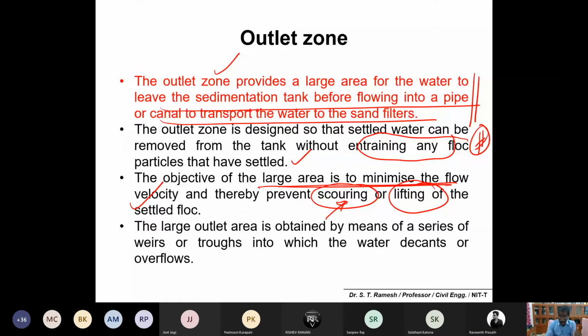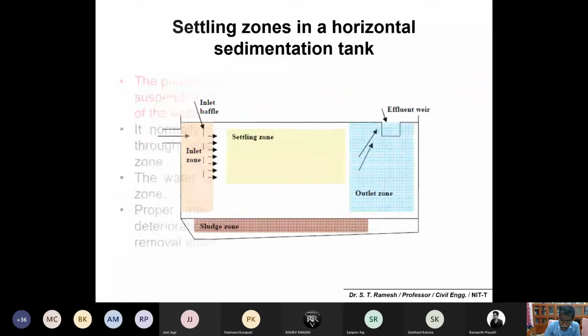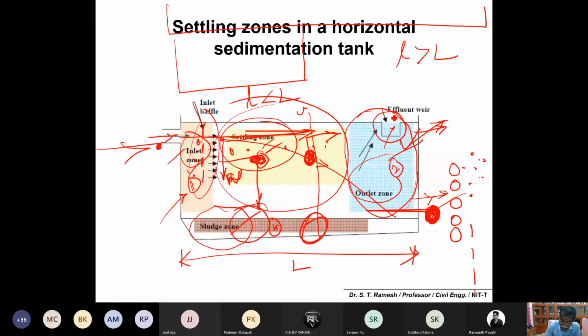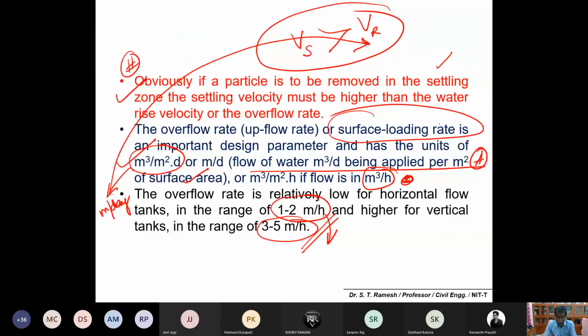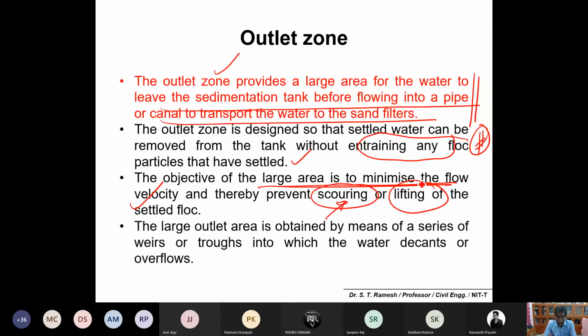It's very simple. Imagine now, if your outlet tank or outlet weir is not designed in an effective way, what will happen? There could be a possibility of scouring or resuspension of the settled flocks, or micro flocks may also come into the effluent weir, which may further increase your filter load. Please make a note on this, it is important. The last point: the larger area is to minimize the flow velocity and thereby prevent the scouring or lifting.